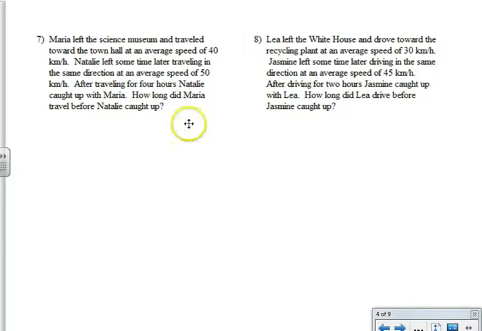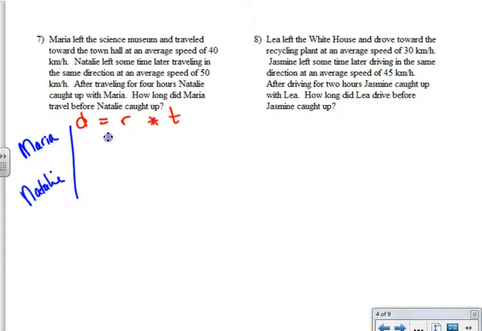Okay, this next problem, let's set up our chart. We've got Maria, and we've got Natalie. And again, it's distance, rate, and time. So distance equals rate times time. Oops, excuse my lines. They are ugly.